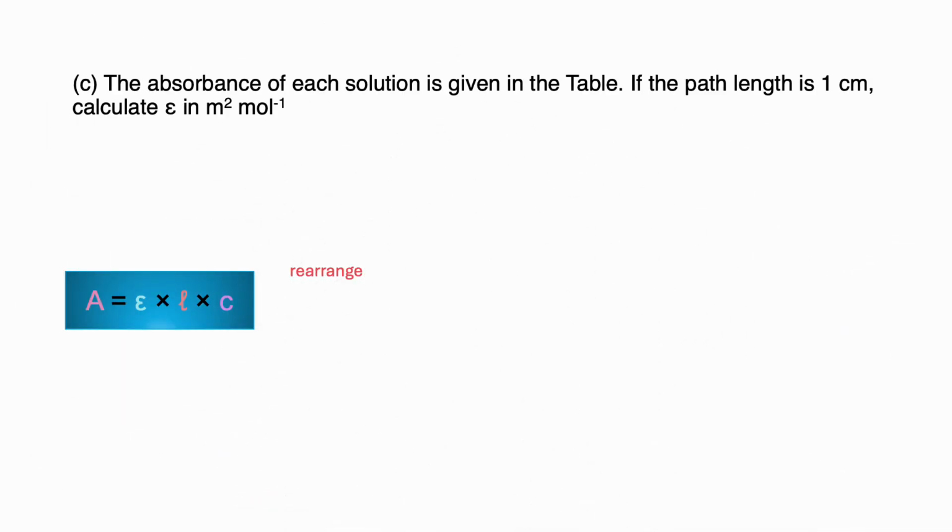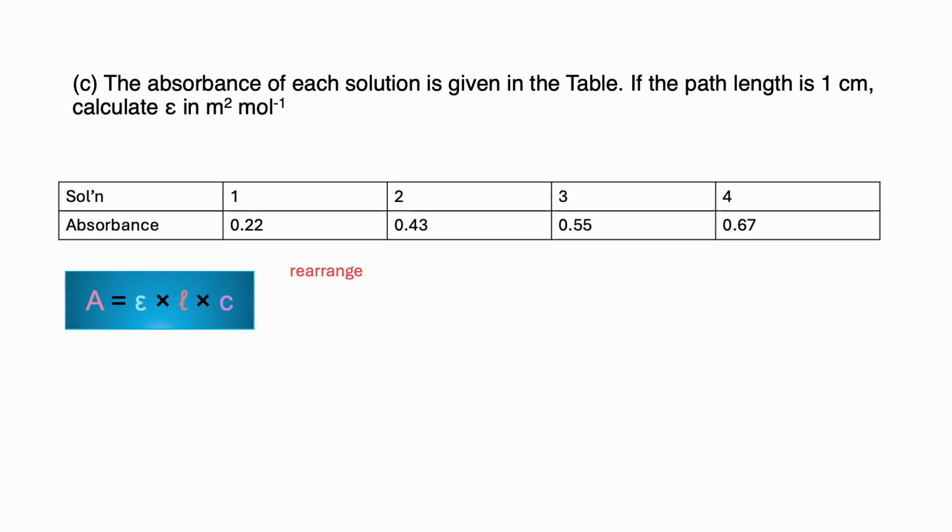Part C. The absorbance of each solution is given in the table. If the path length is 1 centimeter, calculate the molar coefficient in meters squared mole to the minus 1. So the table given to us is here. They've given us the absorbance for each solution. So for solution 1 it's 0.02, solution 2 is 0.43, solution 3 is 0.55, and solution 4 is 0.67.